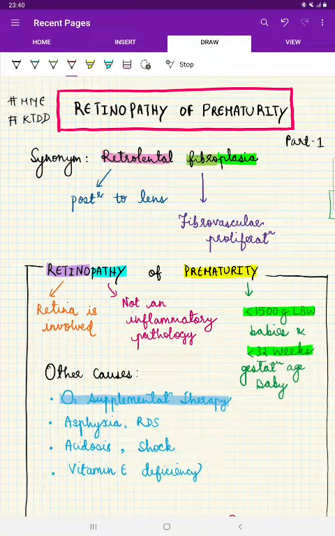Now we are going to discuss a very important topic in retina in ophthalmology, and that is retinopathy of prematurity, which is in short called ROP.